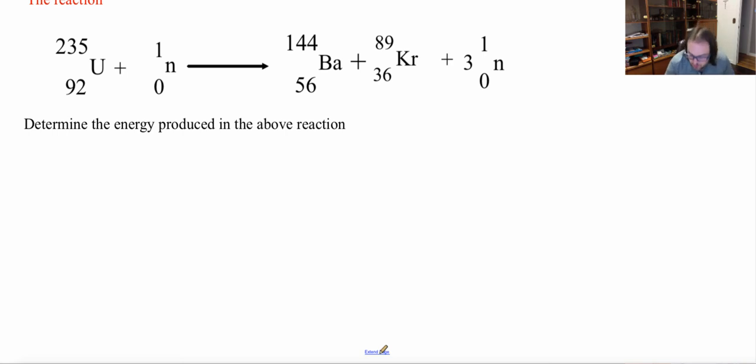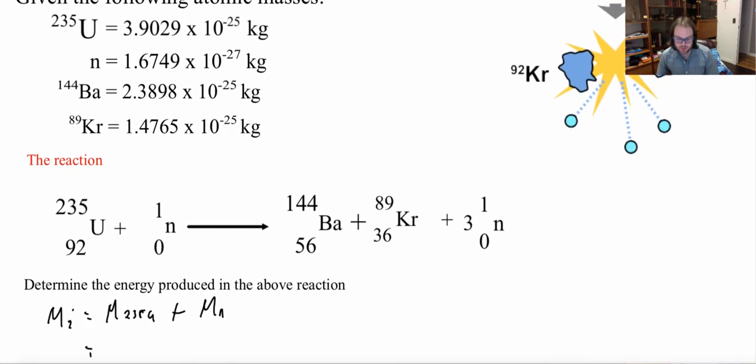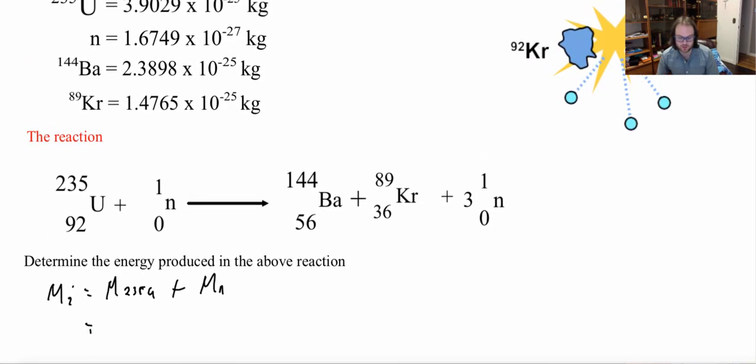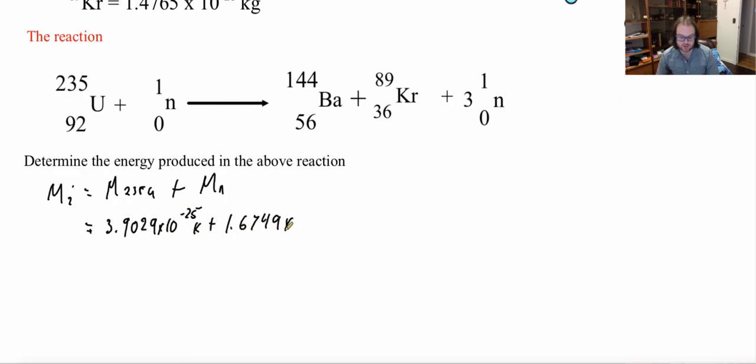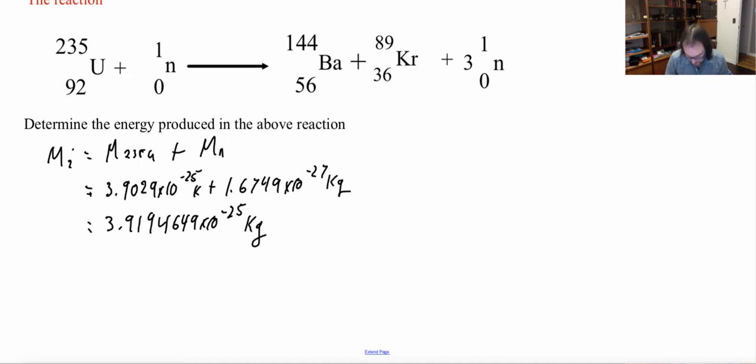So first, I want to find my initial mass, which is going to be my mass of the uranium-235 plus my mass of the neutron, which is going to be, from my information above here, 3.929 times 10 to the negative 25 plus 1.67 times 10 to the negative 27. And when I add that together, that's going to give me 3.19194649 times 10 to the negative 25 kilograms.